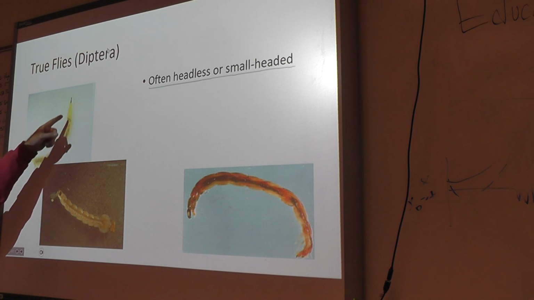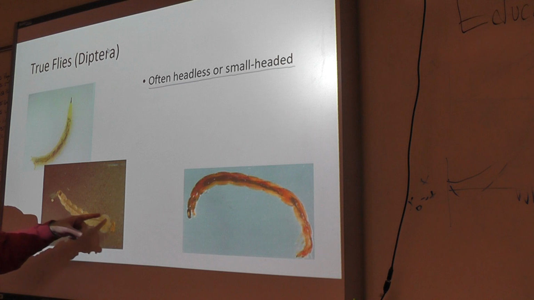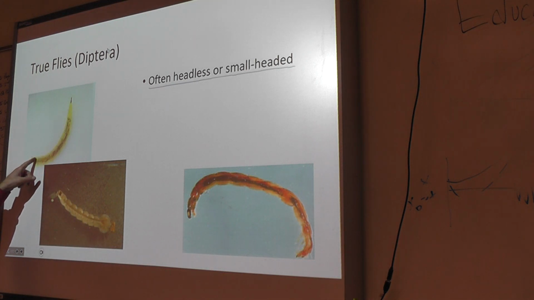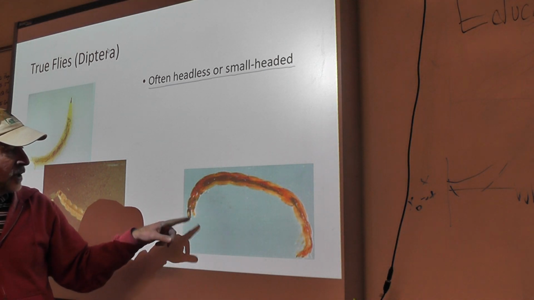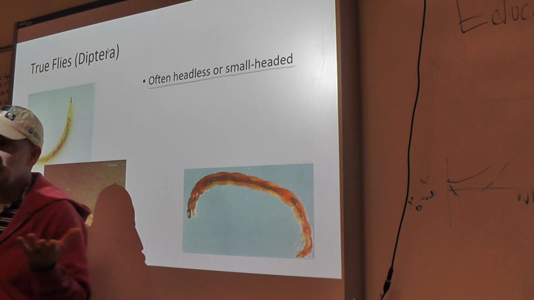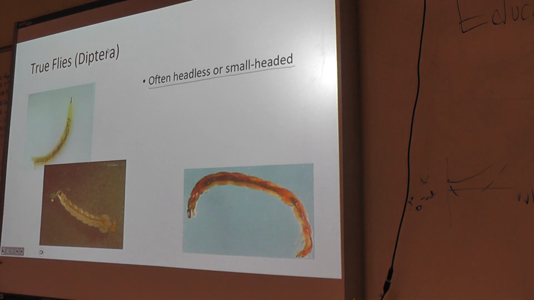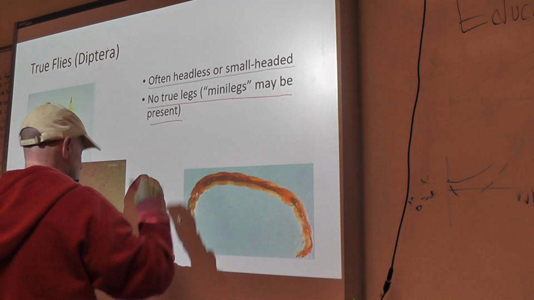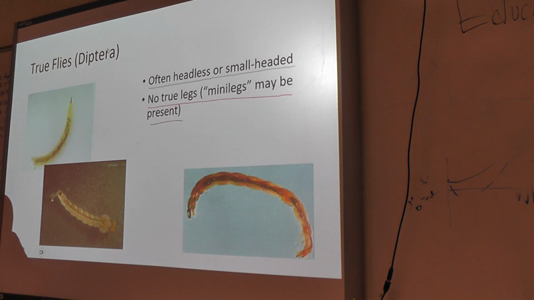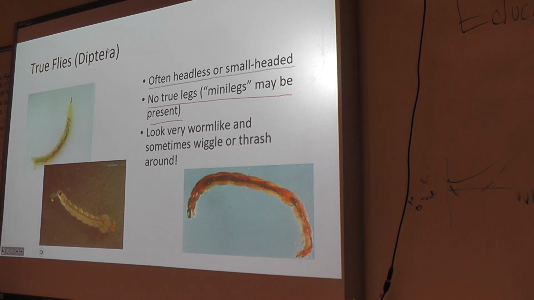These organisms, not so much. I mean, you can probably pick out, on this one, it's pretty easy to see the head if you look carefully. On this one, it's a little harder. This one, I honestly think it's here, but it's really hard to tell where the head is. They don't have legs, and they may have little protrusions, but they're not jointed legs like the other organisms that we're going to be looking at. And then they look like little worms.